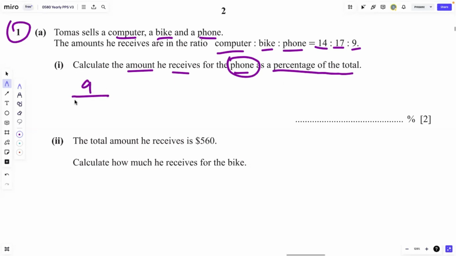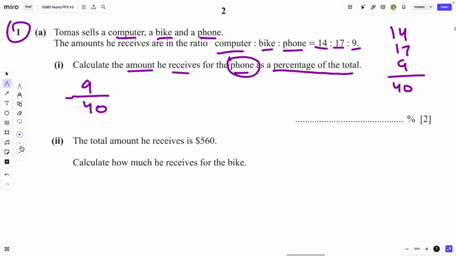So it's going to be 9 over what? 9 over the total, because you're proportioning it to the total. The ratio of phone to the total that he receives is based upon when we add up all three. So what will we get? Add up 14 plus 17 plus 9, we're getting 40. So it's supposed to be 9 over 40.